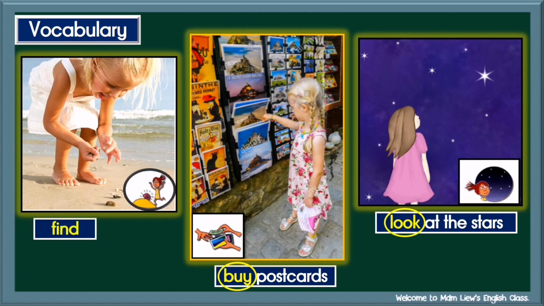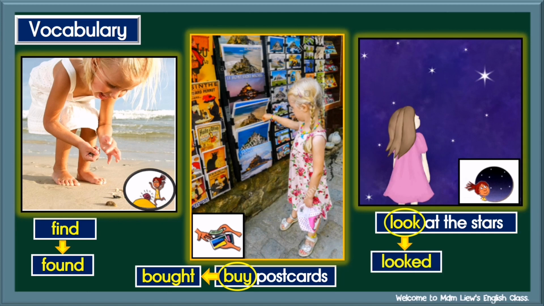1. Find. Find in the simple past becomes found. 2. Buy. Buy in the simple past becomes bought. 3. Look. Look in the simple past becomes looked. Now, let's look at the auxiliary verb didn't. Didn't is the short form or contraction for did not. In Bahasa Malaysia, didn't or did not means tidak.